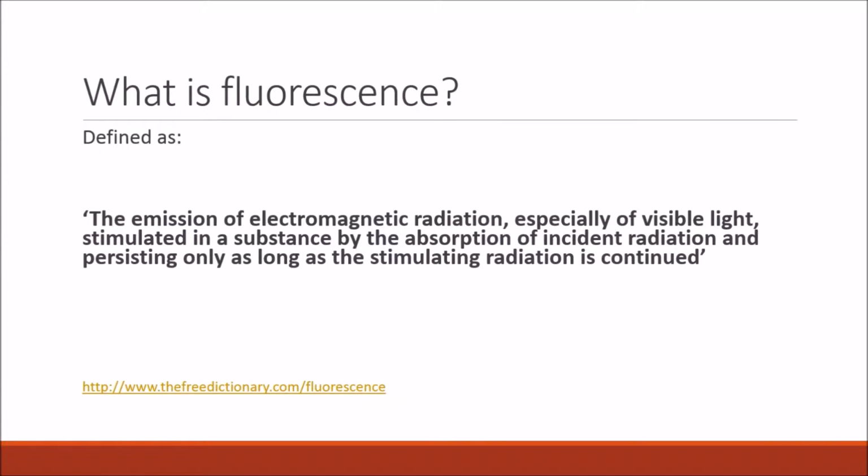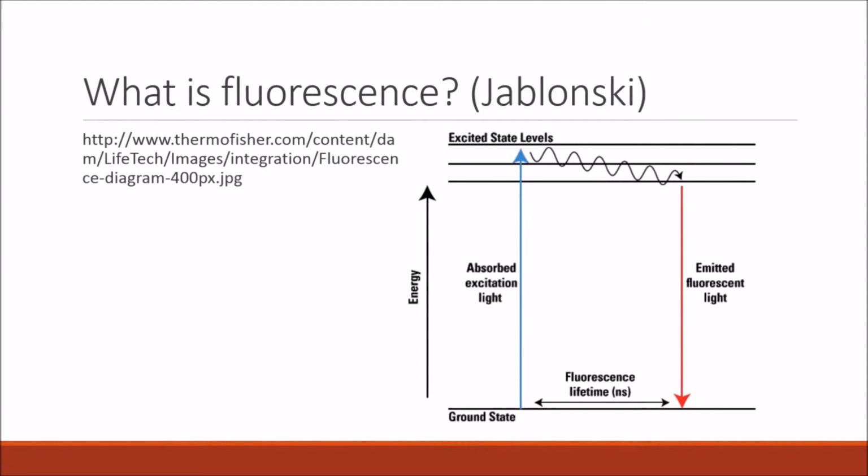Well, fluorescence is defined as the emission of electromagnetic radiation, especially of visible light, stimulated in a substance by the absorption of incident radiation and persisting only as long as the stimulating radiation is continued. But what does this actually mean? Well, to demonstrate this, we are going to use what's called a Jablonski diagram.